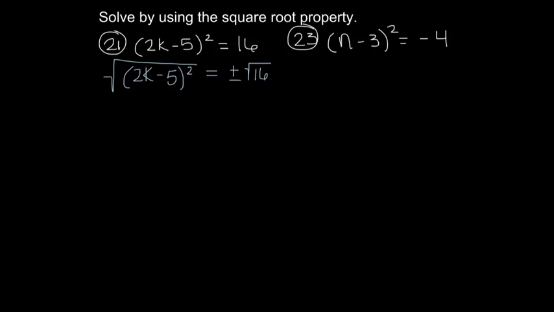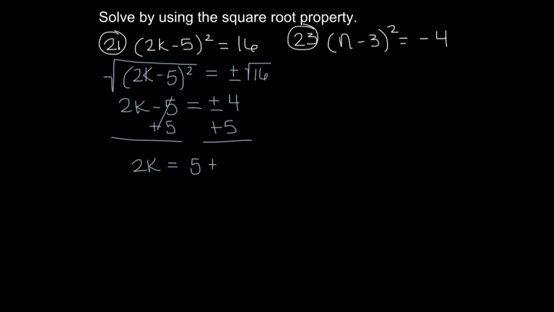Taking the square root of this side, the radical and the exponent cancel each other out, and I'm left with 2k minus 5 over here. And then on the right I have plus or minus the square root of 16, which is 4. To continue to solve for k, I will add the 5 to both sides. My 5's cancel, and I'm left with 2k equals. It is customary whenever you're doing these types of problems to put the plus or minus in the middle of the two terms. So what I will really have is I'll start with the 5, and then I'll put the plus or minus 4 so that that plus or minus is in the middle.